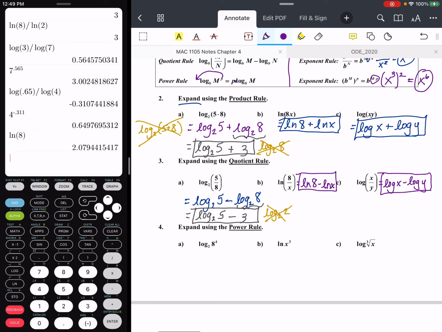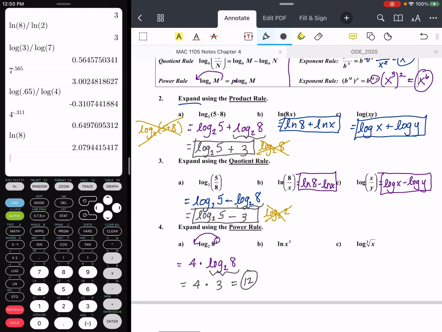So looking at number 4, it says expand using the power rule. Log base 2 of 8 raised to the 4th power. Applying that power rule, I can carry that 4 out in front and write 4 times log base 2 of 8. And we know from before, we've seen this a few times now, that log base 2 of 8 is equal to 3. I carried on the 4 from before, so 4 times 3. So that whole thing simplifies to 12.